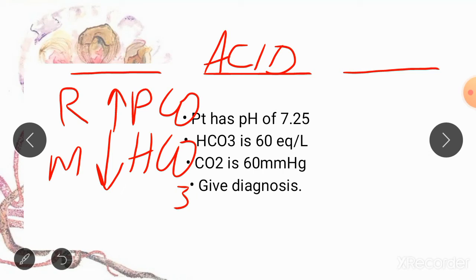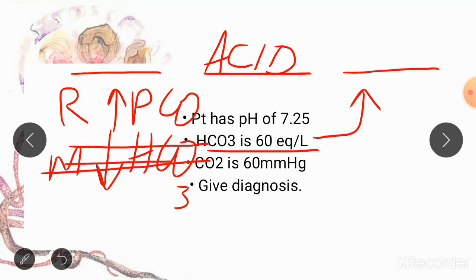This person has bicarb which is very large in value, and it is 60 equivalents per liter. Normal bicarb values are around 22 to 28 equivalents per liter, but the value of bicarb in this patient is very high, so we can immediately rule out metabolic acidosis, isn't it? Now the only option which is left behind is respiratory acidosis.